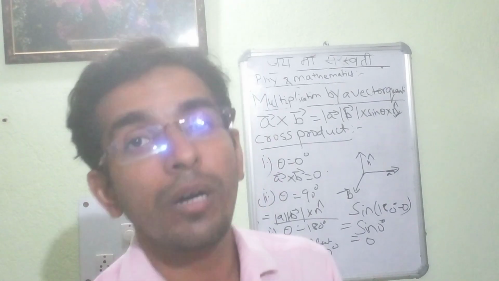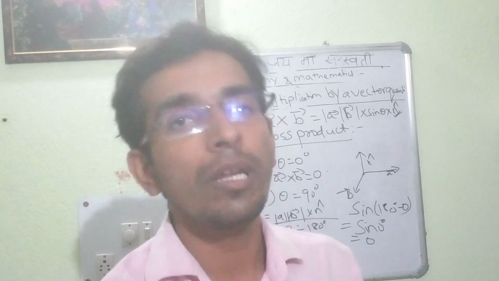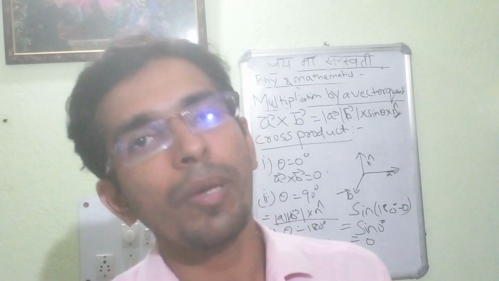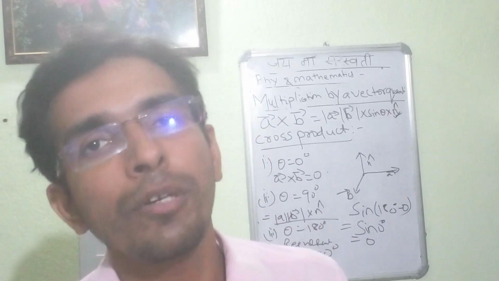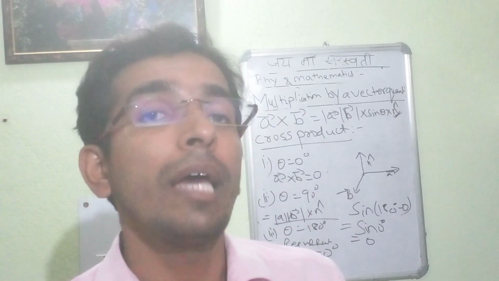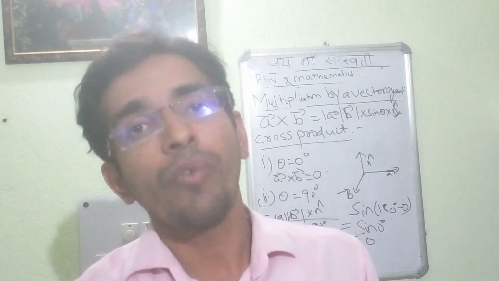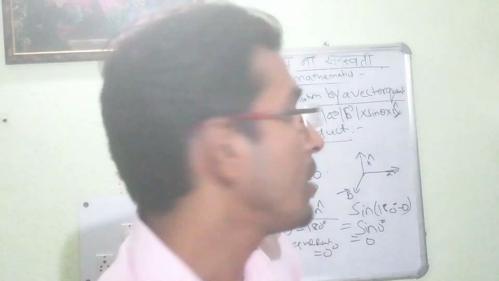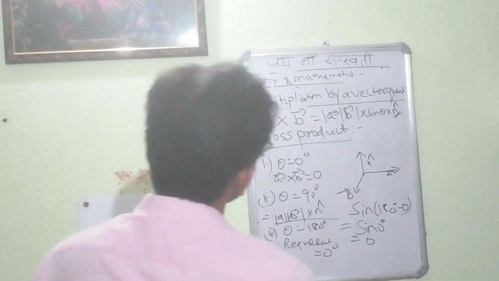And whenever both the vectors are perpendicular to each other and we have to calculate the cross product between the two vectors, in that case it will be magnitude of A into magnitude of B into n hat, and that n hat is a unit vector which is perpendicular to the plane containing both the vectors A and B. So we have seen the cross product also.